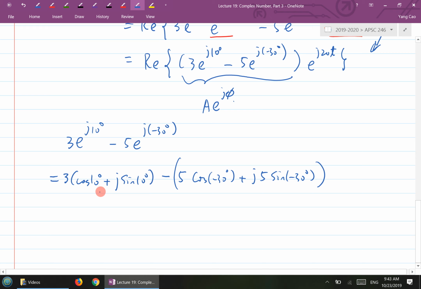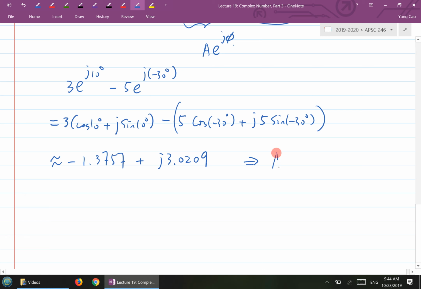So now you can use your calculator. This time you do need a calculator. But when you use a calculator, make sure it is set to degrees, not radians. You calculate each one of the terms and combine them. This is not going to be a nice integer number; it will be negative 1.3757 plus j 3.0209. Okay, I'm using 4 decimals here. So that gives us back a complex number, which is this. And then for this complex number, you can write it back into the phasor format. You can call it A or R, that's okay. You can write it back into a magnitude and an angle, using Euler's format.